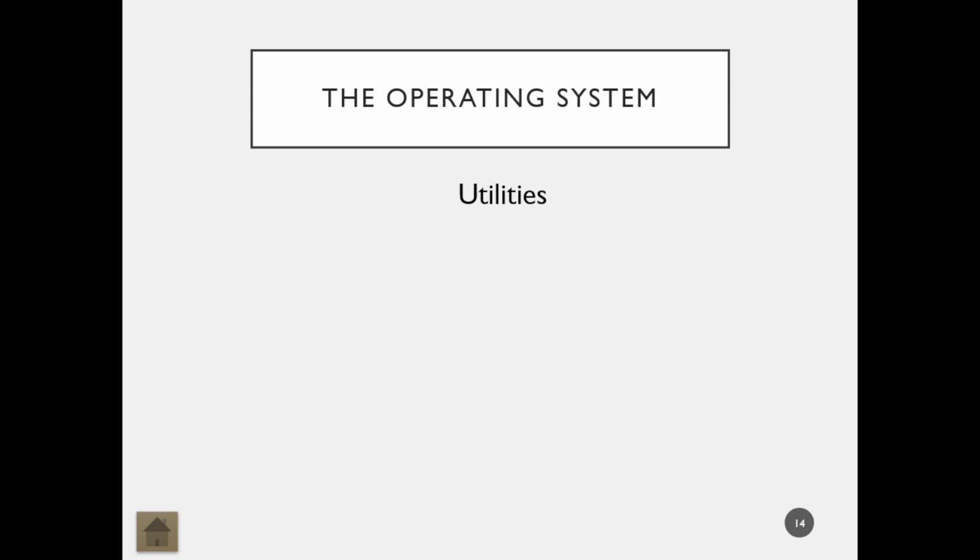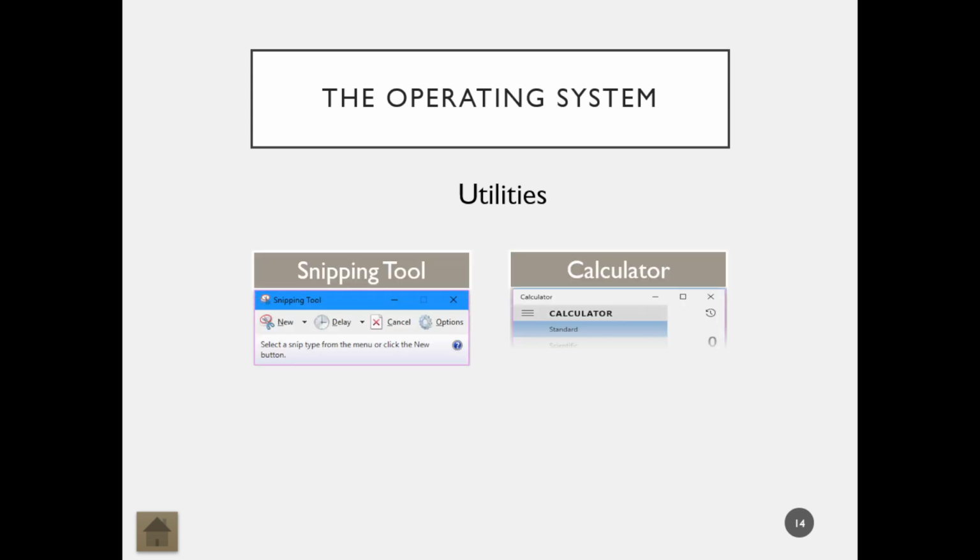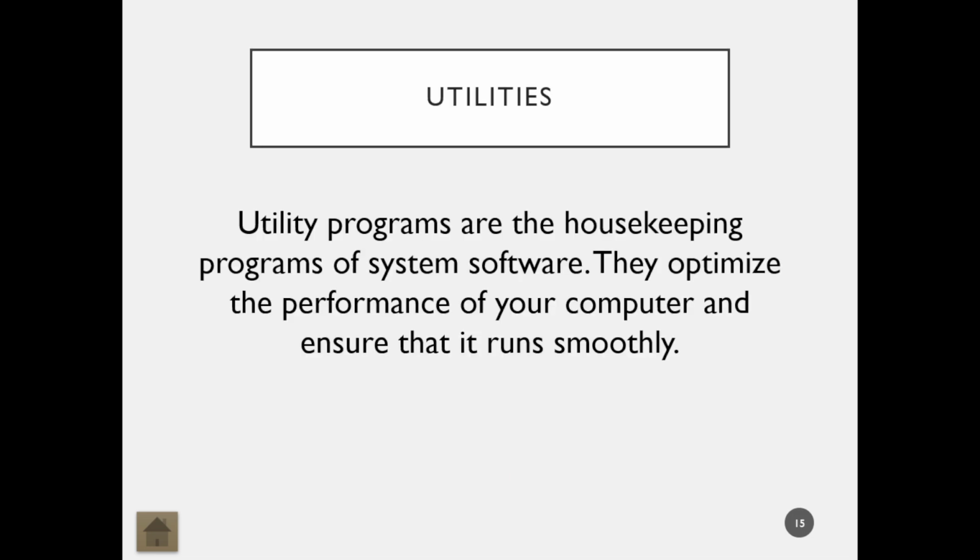Now, we have our utilities. Here are two examples of your utilities. You've got a snipping tool, you've got a calculator. But what are these programs? What is a utility in terms of our system software? Well, utility programs are the housekeeping programs of the system software.